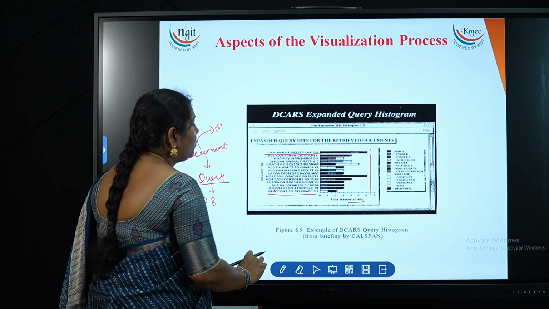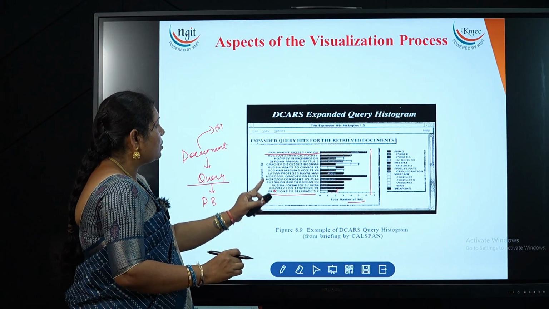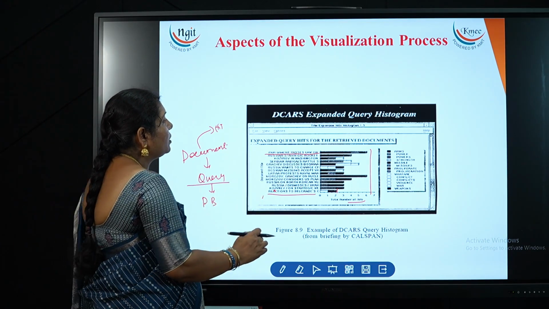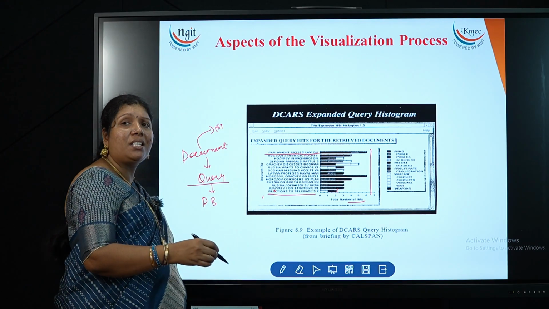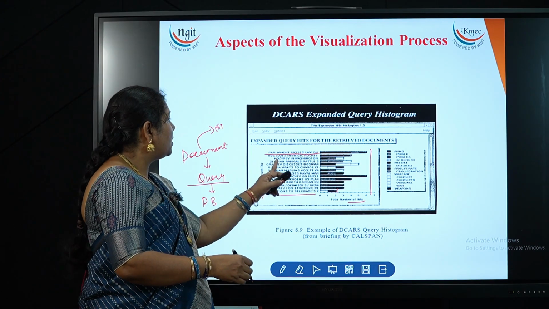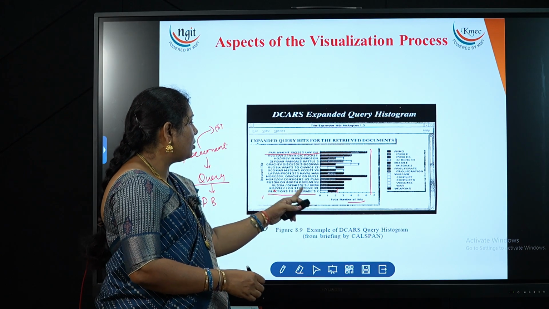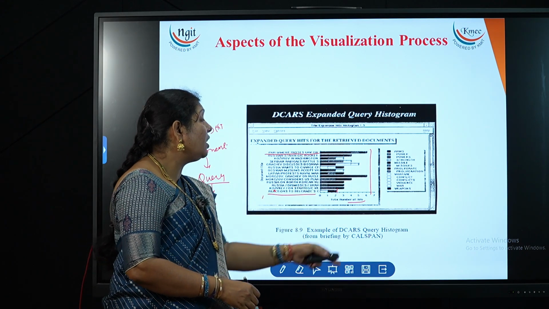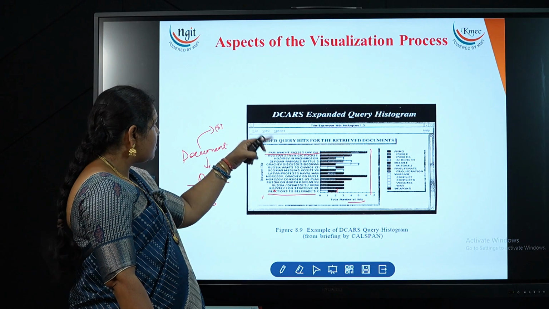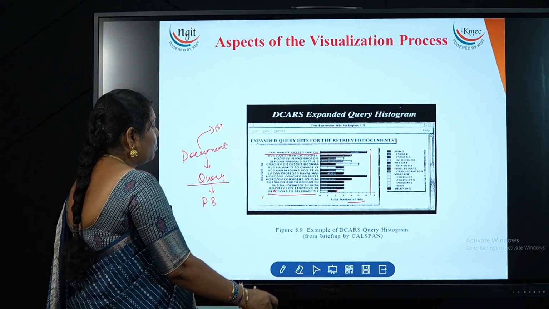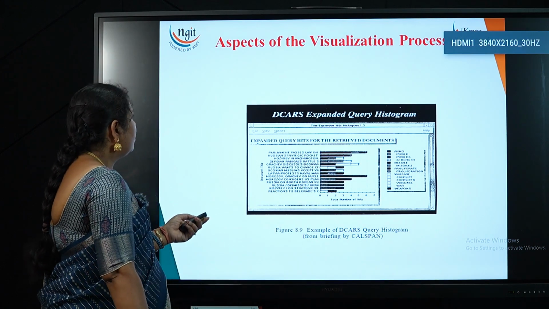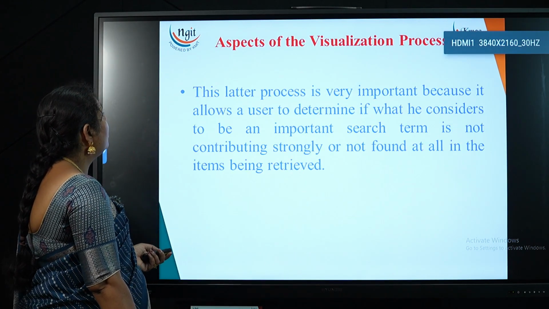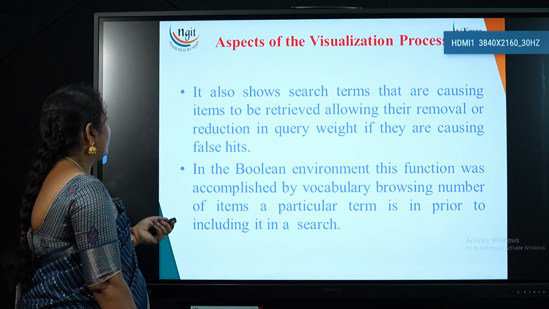See what is the advantage of the visualization. If you see the expanded query hits for the retrieved documents, by seeing the diagram itself I am easily identifying that this particular document got only 2 hits, this document got only 3 hits, this document got only 6 hits. So this is the basic advantage of the visualization. You can use anything, not an issue. Many people have defined it like that.